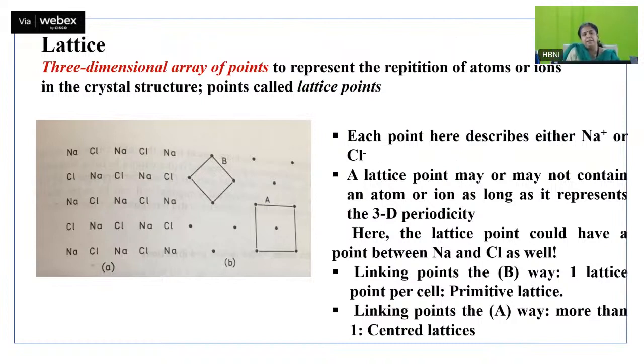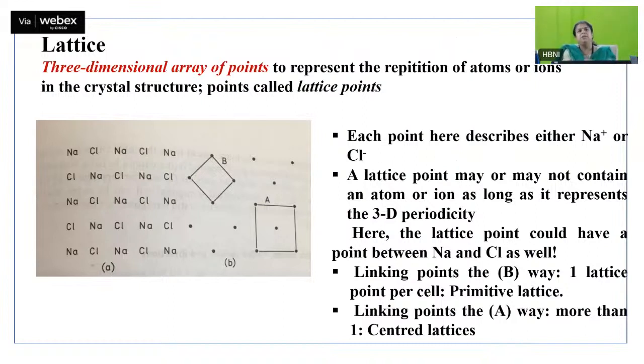Now, what do I mean when I say that? In that NaCl on the left-hand side, I can put one lattice point on Na, one on Cl, and I would get the three-dimensional periodicity. But even if you place a lattice point midway between Na and Cl, the second between Cl and Na, the third between Na and Cl, now your lattice point is not lying on the atom, but still it is representing the same three-dimensional periodicity. So the point I want to make is, a lattice point may or may not contain an atom or ion as long as it is representing all the symmetry elements that you want to present.